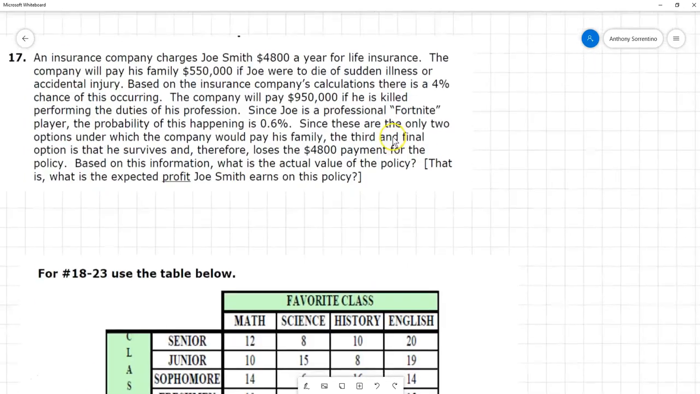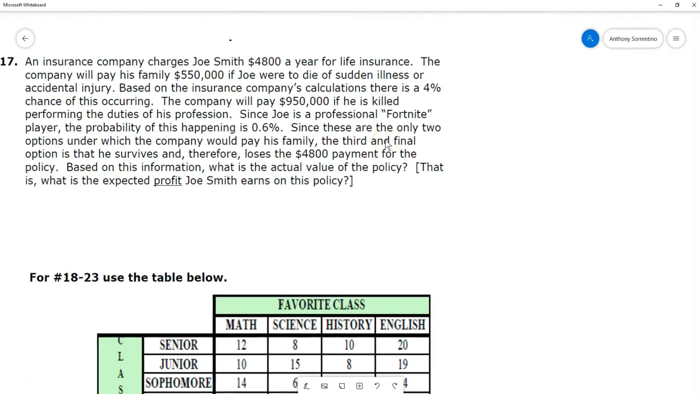Now we get into some probability things here. This one is asking for an expected profit, so we're dealing with expected value here. Now this one's a little bit more complicated because they're telling you how much you're going to get paid. Well, that's not a profit. The profit is like how much you paid versus how much you get paid for the insurance versus how much you paid out. So I got to keep that in mind as we do this.